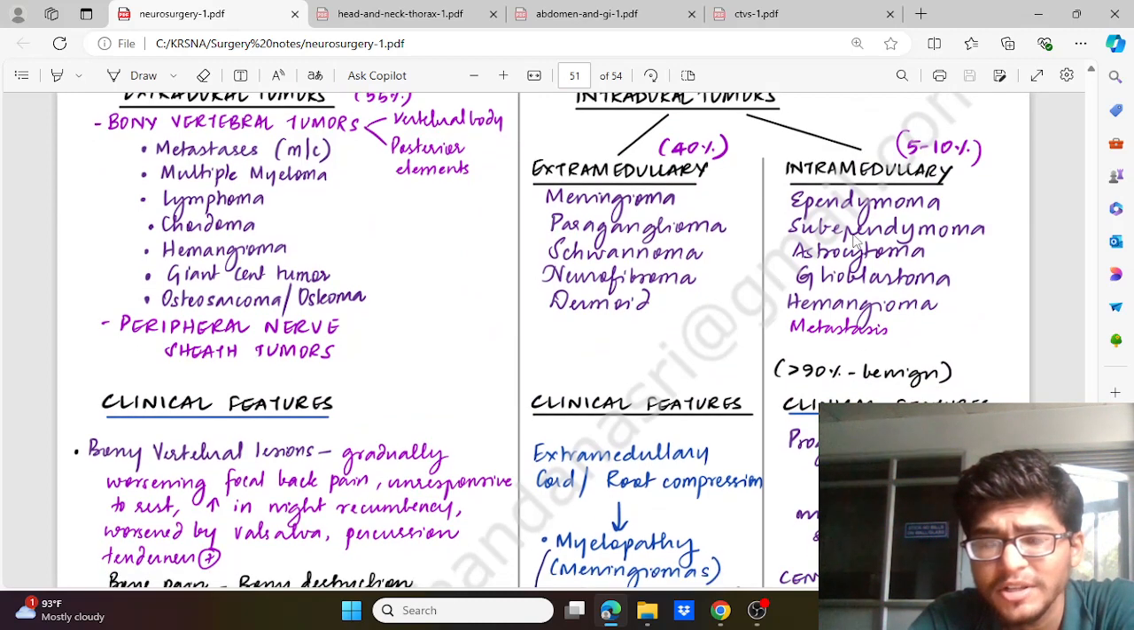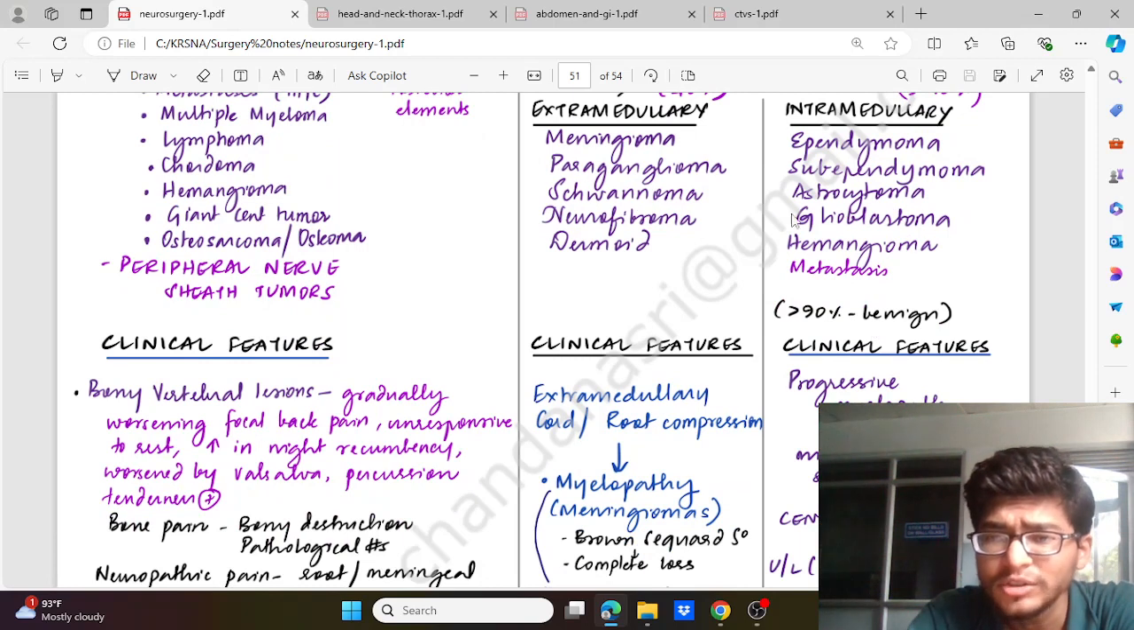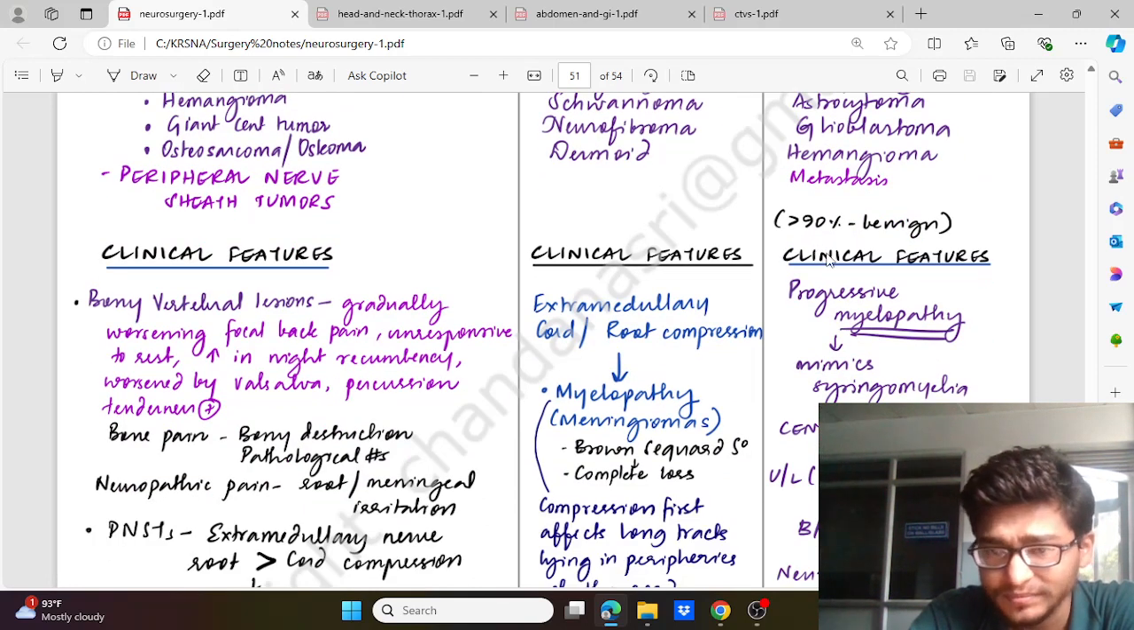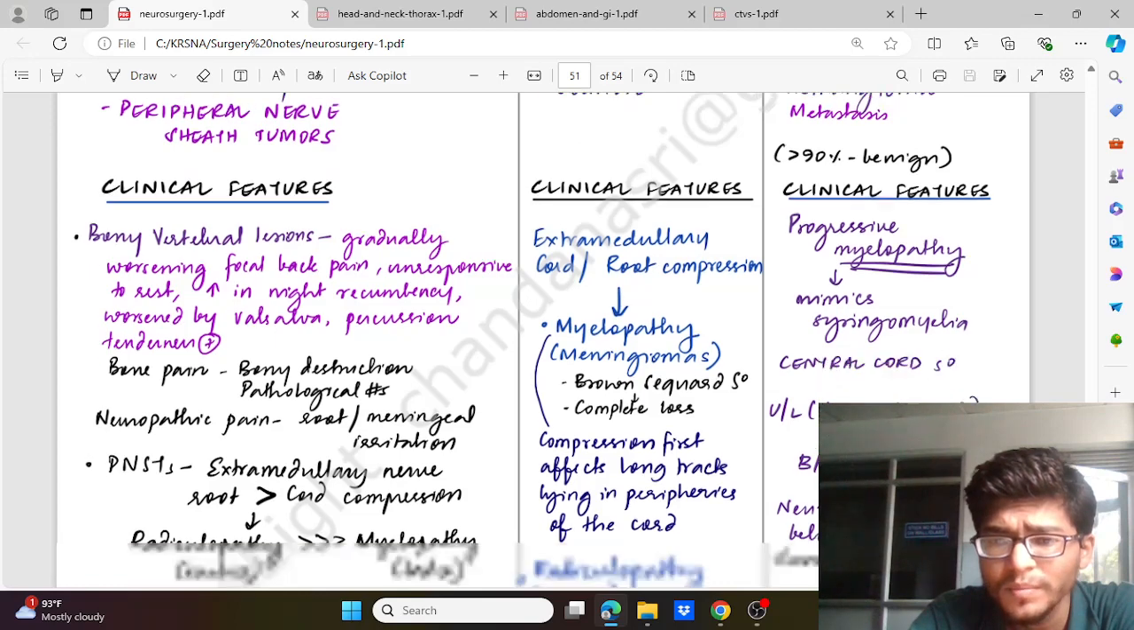Now coming to the intramedullary, which is the least common. These are ependymoma, subependymoma, astrocytoma, glioblastoma, hemangioma, and metastasis. Among these, 90% are benign. So what are the clinical features? Progressive myelopathy, which mimics syringomyelia, that is central cord syndrome.